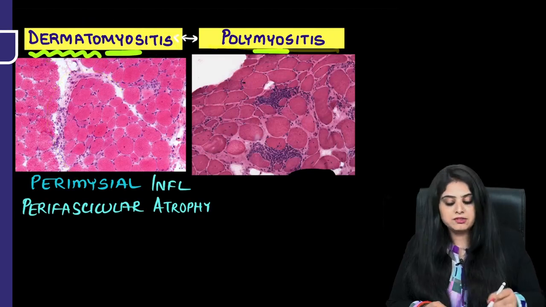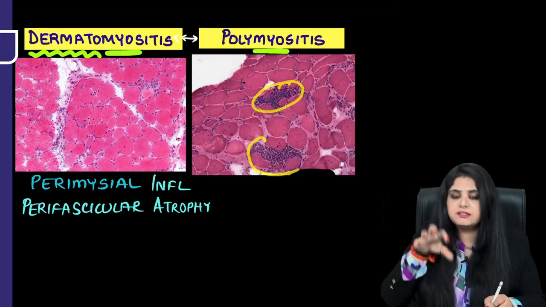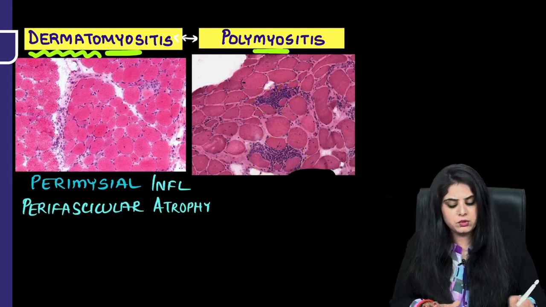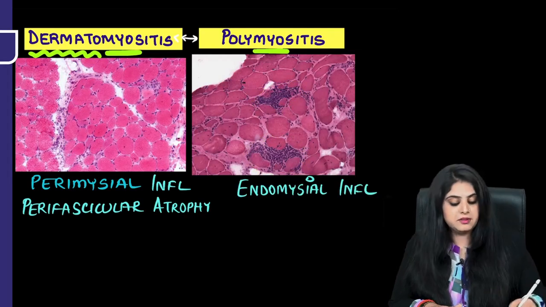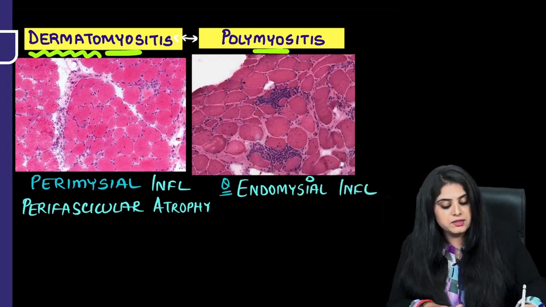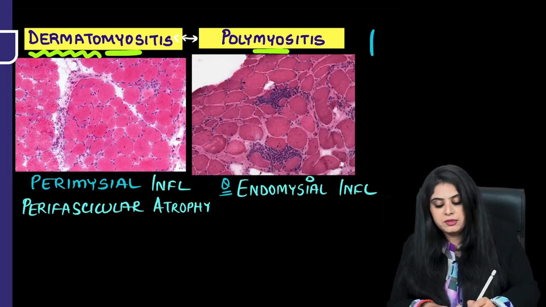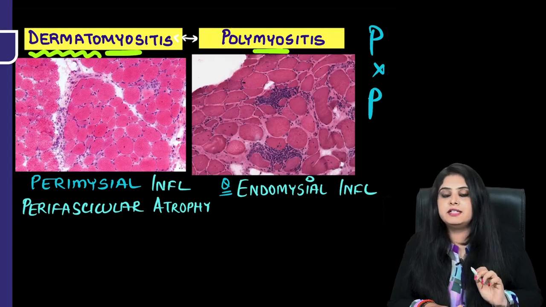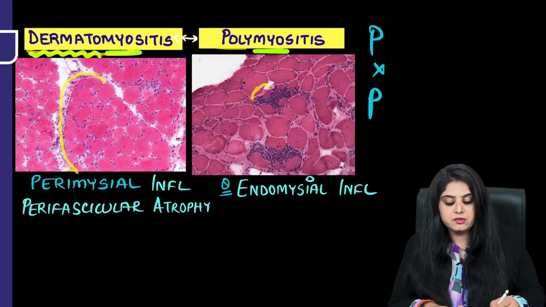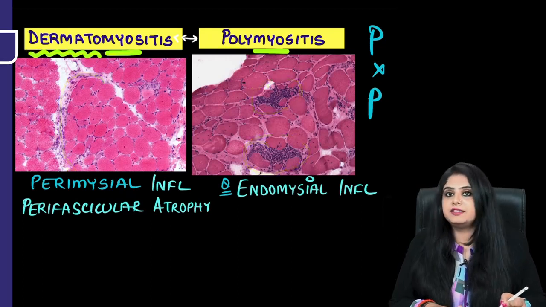Whereas what is polymyositis? Where do you see the inflammation? It is inside the muscles, in between the muscles. What do you want to call it? Endomysial inflammation. Very famous question you get to see. Endomysial inflammation. So simple, P is not for periphery. Polymyositis mein you don't see the periphery wala things. Dermatomyositis mein you see the periphery wala things. Polymyositis mein you see inside, that is going to be endomysial inflammation.